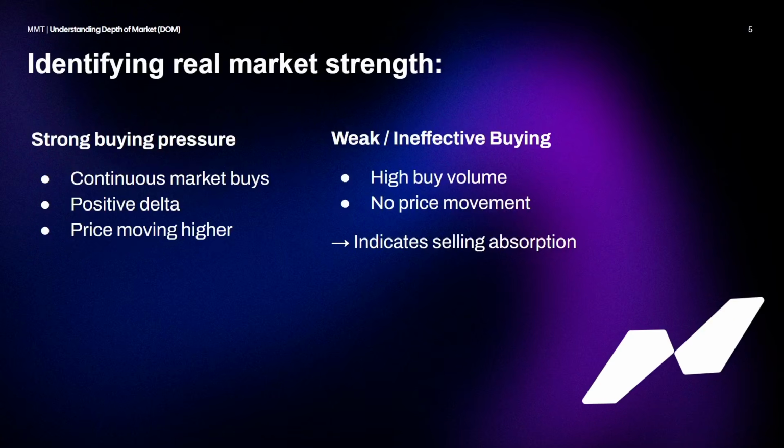Here's one simple but important topic: real market strength. Here's one example of strong buying pressure. You have continuous market buys, large positive delta, and price is moving higher. That's what you want when you see large buys and large positive delta, especially on futures, with open interest increasing alongside. But weak, ineffective buying is, again, high buying volume, large market buys, large positive delta, open interest increase, but price is not moving. That indicates selling absorption.